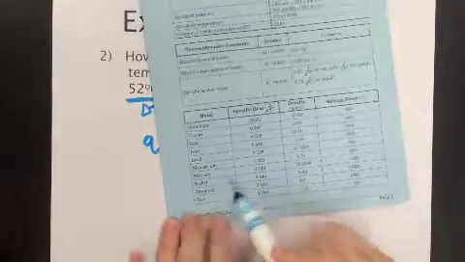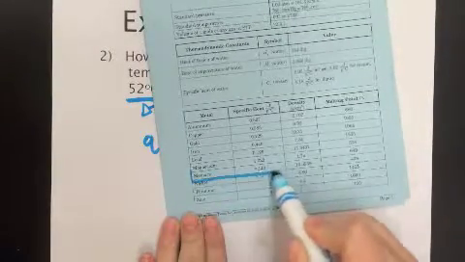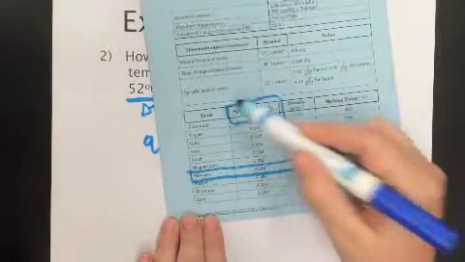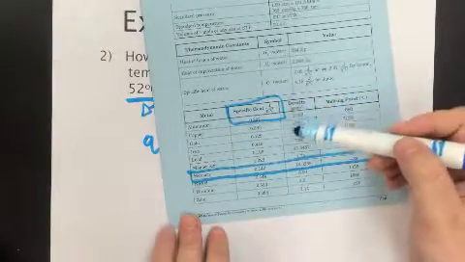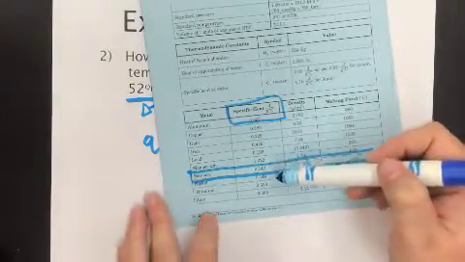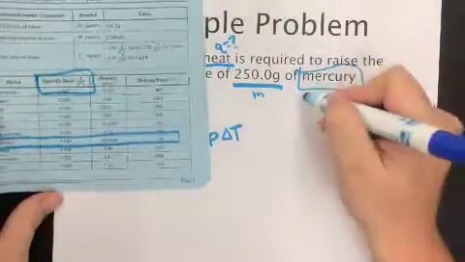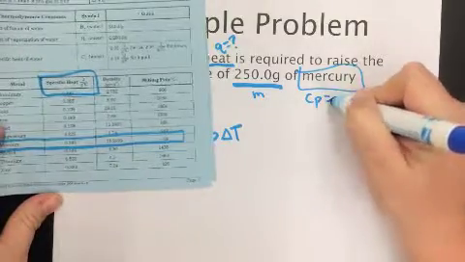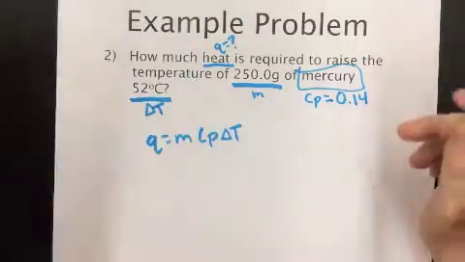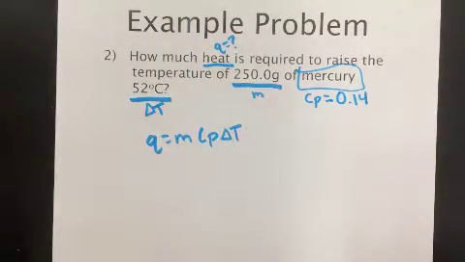If you look on the front page of the reference table, you find mercury. In this case, it's right here. And you see in this column here, it tells you the specific heats of the chemicals. So the specific heat for mercury is 0.140. So that's the number that you're going to plug in. So Cp equals 0.14.